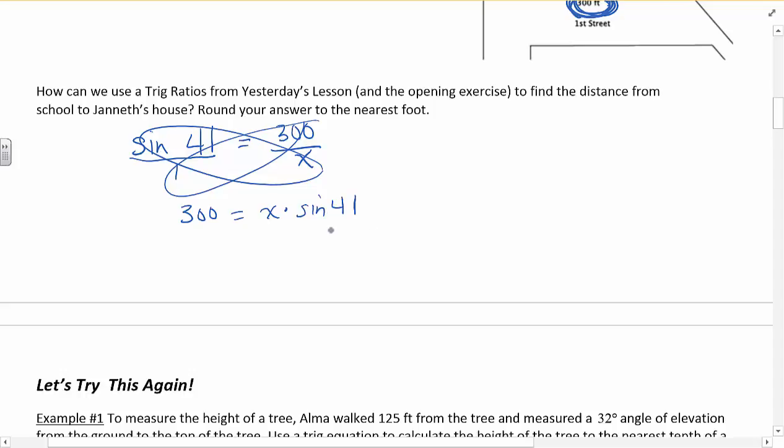Now, sine 41 is a number. It's a value. It'll come right out of your calculator if we type it in there. I want to solve for x, though. So if I want to get x alone, I want to divide by sine 41. So x is going to be 300 divided by sine 41.